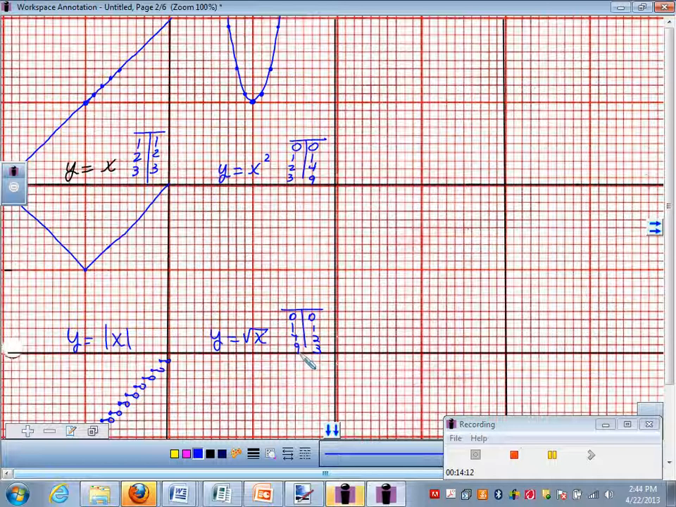Anybody remember what shape this turns out to be? Doesn't it go up and curve around? It's a half parabola, going sideways.